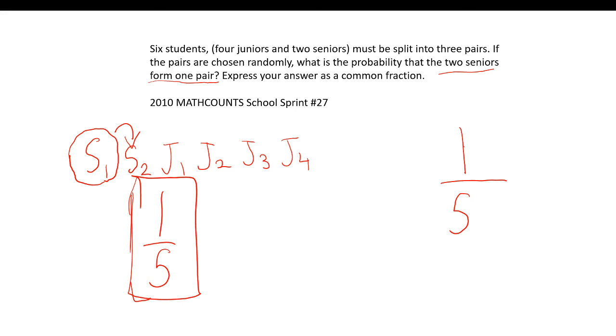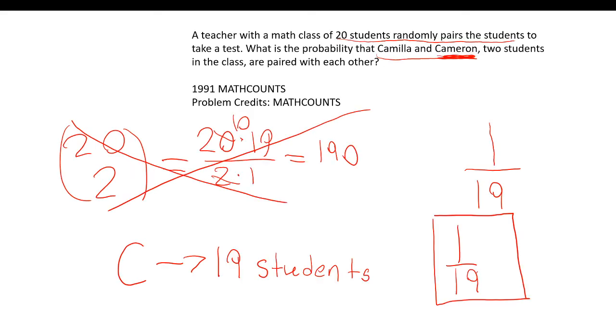Now, what if we pick senior 2? If we pick senior 2, then it's the same thing. We have 5 choices, and one of them is successful when senior 2 is paired with senior 1. So we could have chosen senior 2 and then paired senior 2 with senior 1. That could have worked as well. And the same thing with the earlier problem. What if we start off with Camila? Camila also has 19 choices, and one of them is successful when she's paired with Cameron.